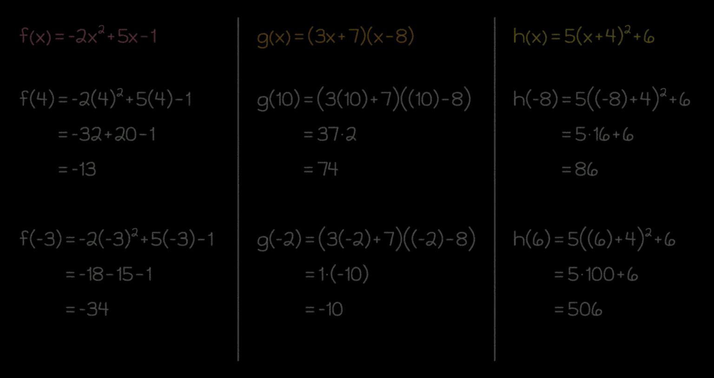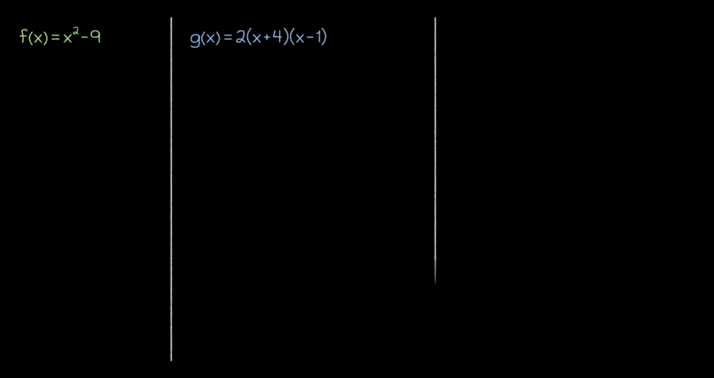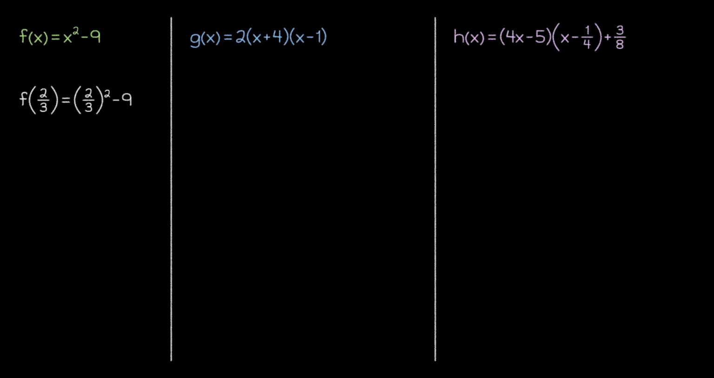Now that we've done some basic evaluations, let's do a few more examples that contain some calculations with fractions and decimals. Notice in our first function that we can think of the function rule as being in standard or vertex form. Whichever way we think of it though, it won't really change how we calculate our answer. So let's start with f of 2/3, which involves taking 2/3 times 2/3, which is 4/9. Then we need to subtract 9, which can be rewritten as 81 over 9. This gets us a final answer of negative 77 over 9.